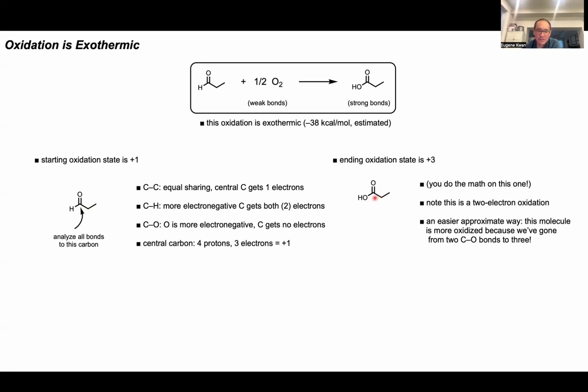And I'll leave you to do the same thing for the carboxylic acid, but you will see that the oxidation state is now +3. And so this is a two electron oxidation. But if you don't want to do all the counting, you can just note that there's an increased number of carbon-oxygen bonds, and that's an exothermic process.